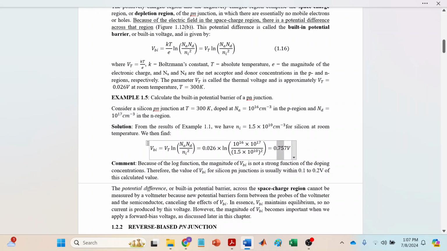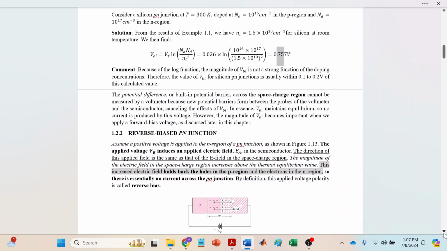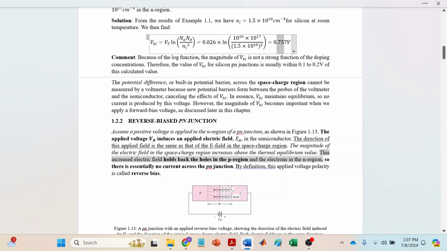This built-in potential barrier cannot be measured with a voltmeter, because when you put a voltmeter across that space charge region, new potential barriers will be developed across the voltmeter, cancelling the effect of the built-in potential barrier across the PN junction. So we'll talk about the reverse bias PN junction.